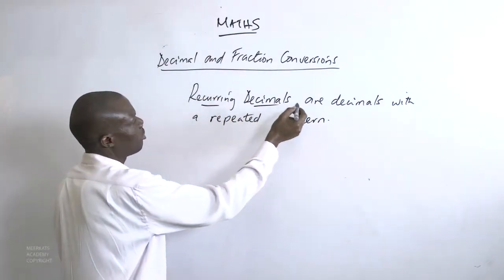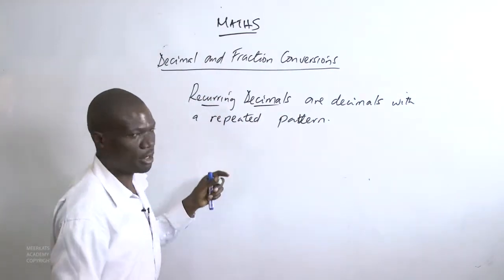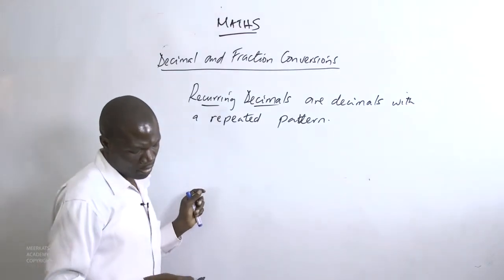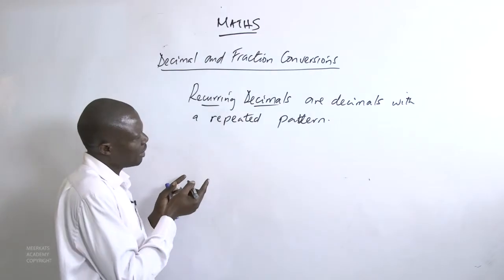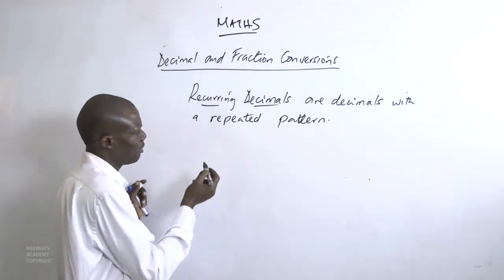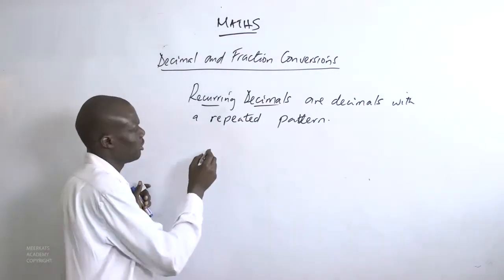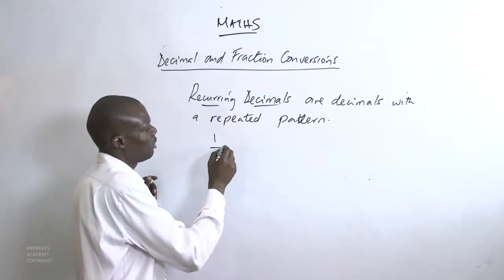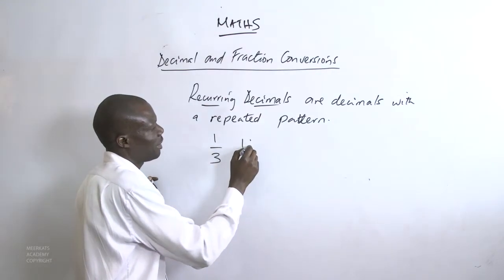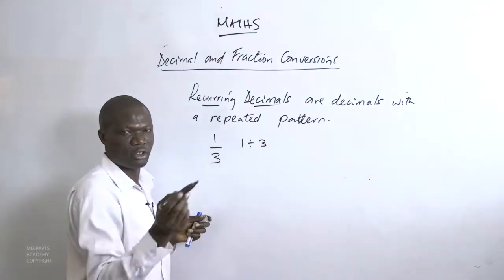Now, recurring decimals are decimals with a repeated pattern. Now, how do we find such? If this is the case, then how do we handle it? Let us take, for example, just a simple fraction, 1/3. As you have seen earlier on, to convert this is the same as 1 divided by 3. I want us to use the long method.